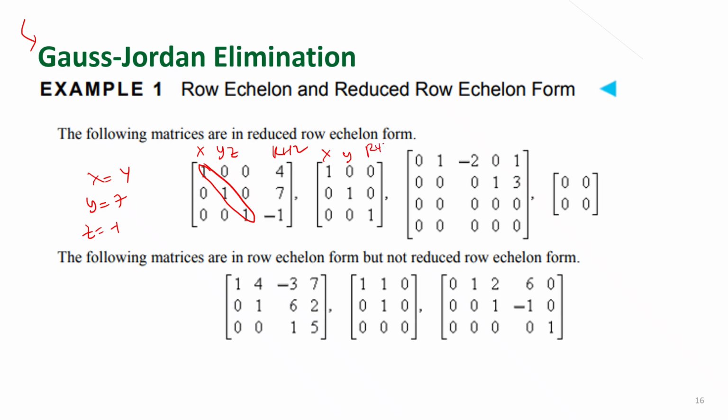Okay, same here. This is X, Y. This is right hand side. And this is leading one. So this one, X will be 0, Y will also be 0. Okay, so that's how you use the reduced row echelon form of it.